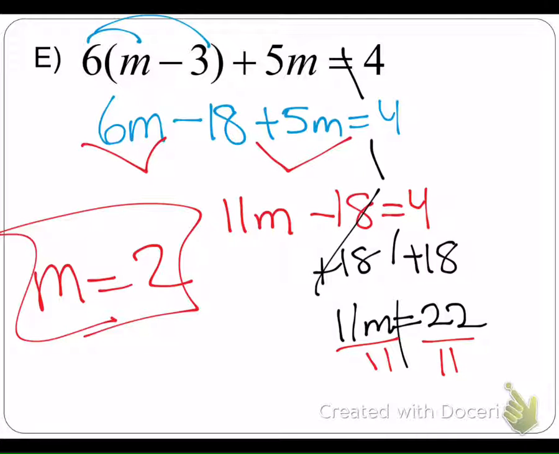Once again, if I plug it in, I have 2 minus 3. That would be negative 1. Negative 1 times 6 is negative 6. Plus 5 times 2 would be 10. And negative 6 plus positive 10 is a positive 4. So it takes a little longer when there's 2 places to plug the variable in, but you can still check it pretty quickly. Questions?